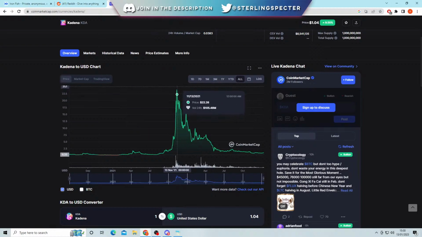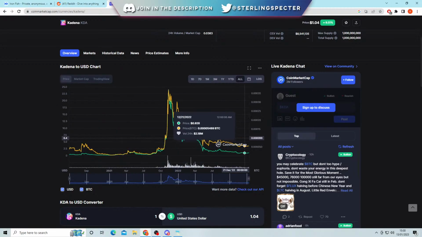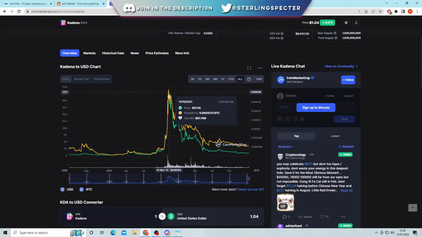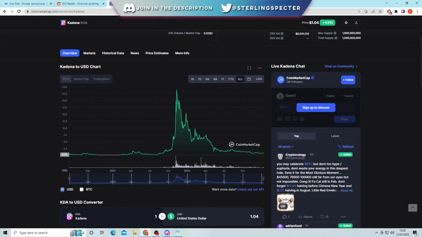So Kadena is obviously at that price spike back with Bitcoin's price spike. Let's see it against Bitcoin. So yeah, basically following the same trend. Had more of a price difference there and by here, but for the most part followed the same way, and that's what most coins do. They follow the same path as Bitcoin.